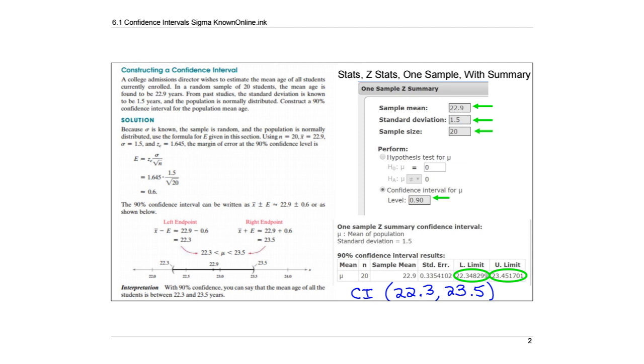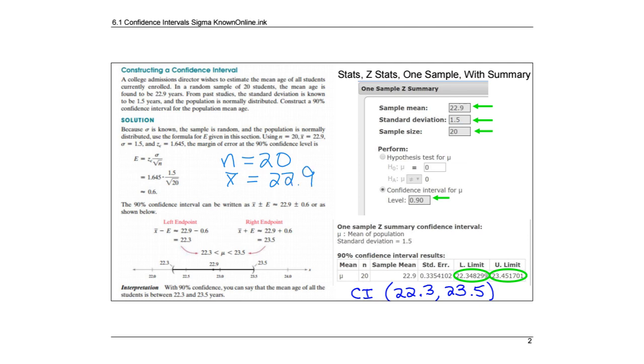So we've got a college admissions director who wishes to estimate the mean age of all students currently enrolled. In a random sample of 20 students, that means that n is equal to 20, right? That's our sample size. The mean age is found to be 22.9 years. So that is my sample mean.